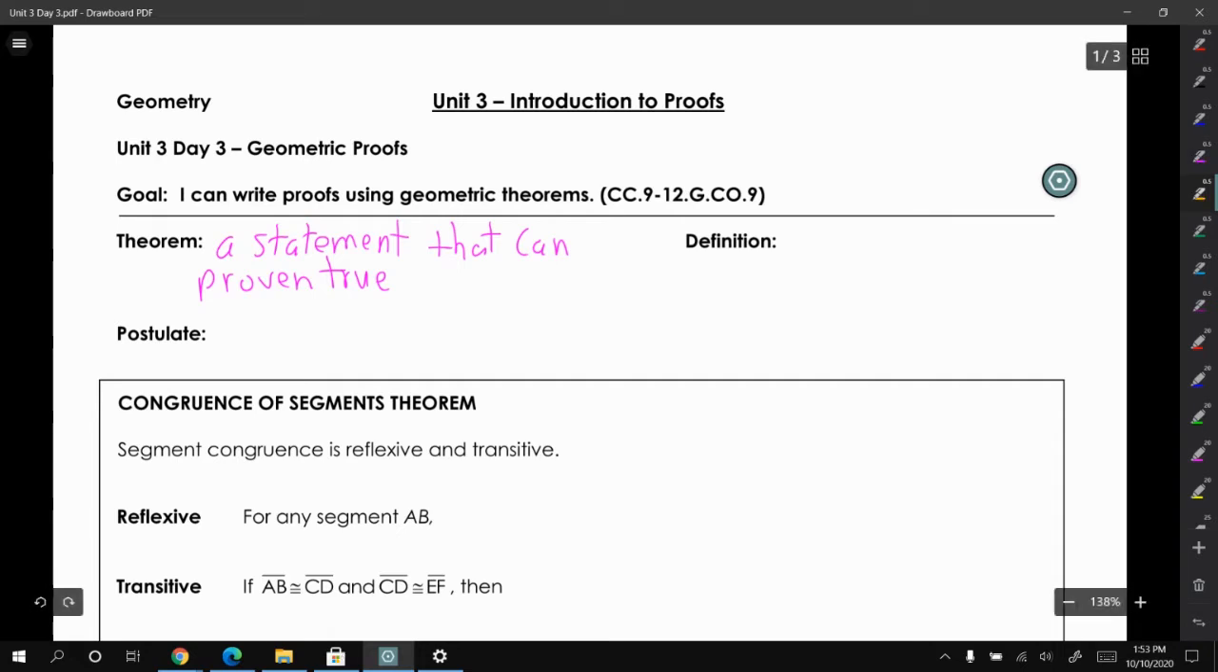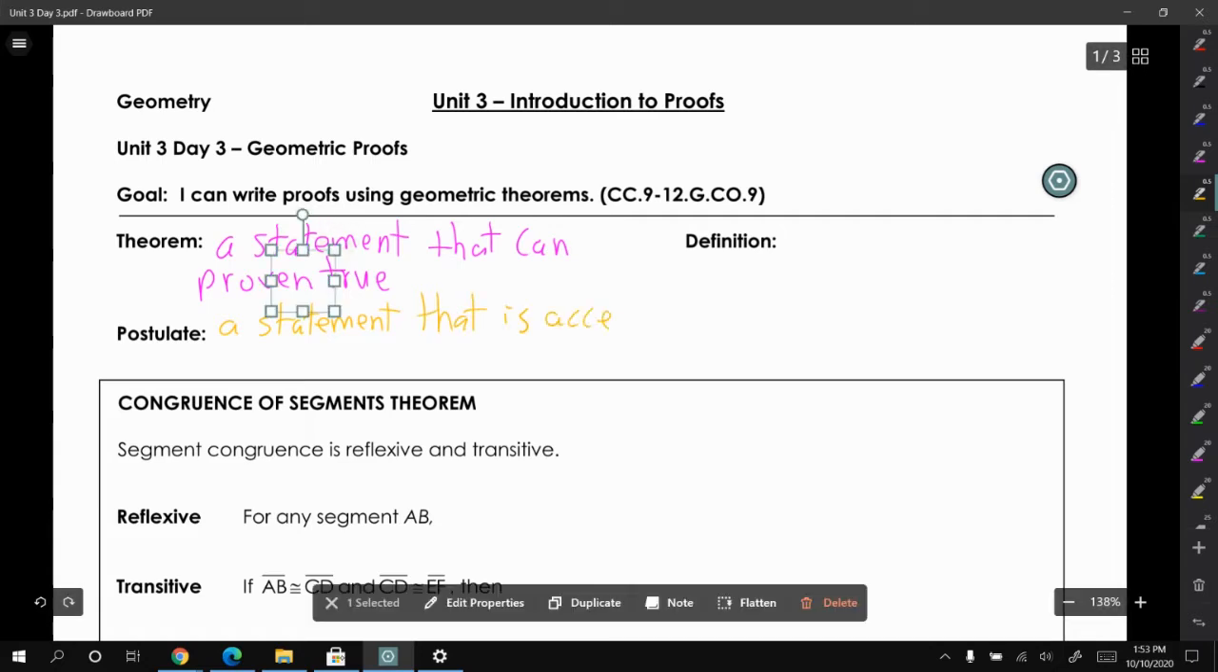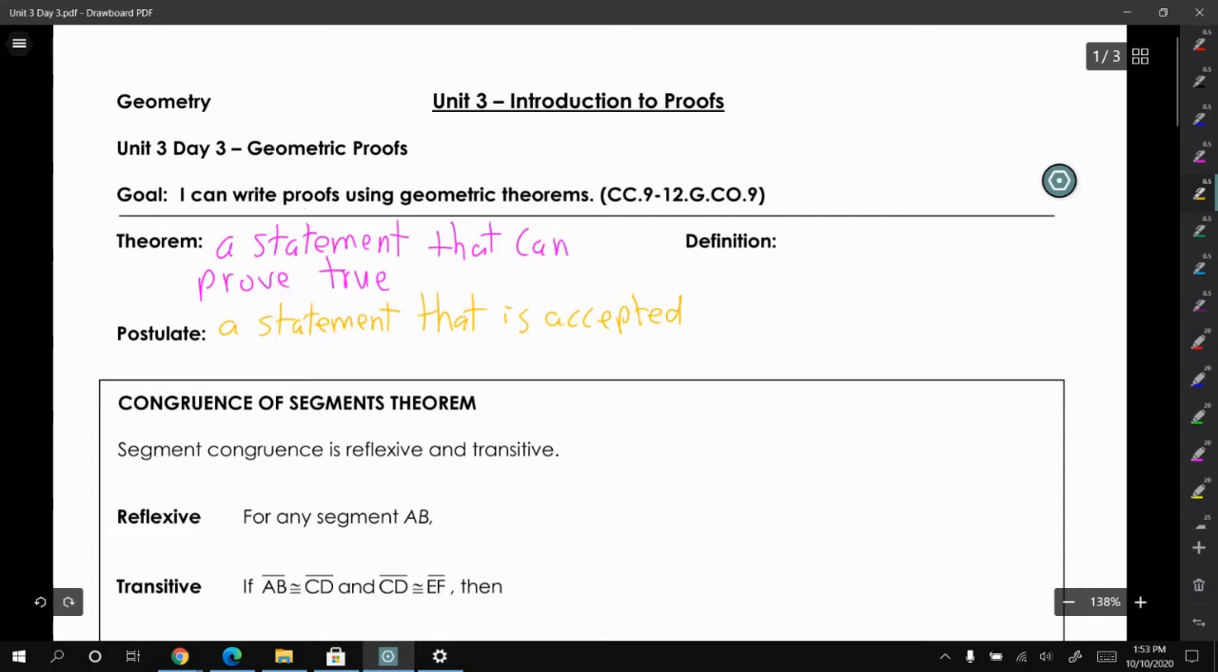A postulate is a statement that is accepted as true without proof. And we've had some of these this year already, like the segment addition postulate, where we had one segment plus another segment would equal the whole thing. It's kind of like, duh, that makes sense, but there's no proof for that. So it's a postulate, we just assume that to be true.